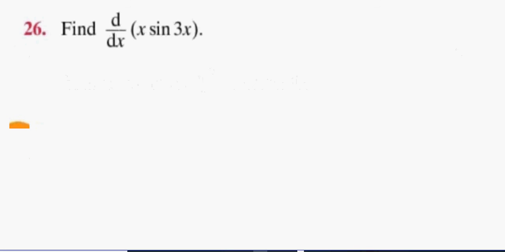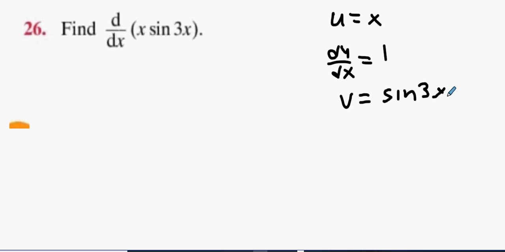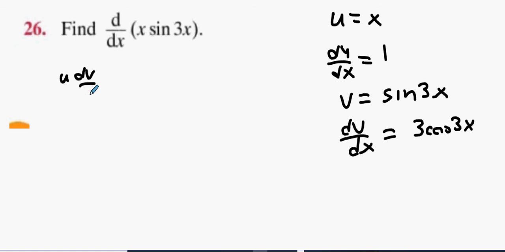Alright, Charlie, you know what you're doing? u is x, yeah? What's du dx? 1. What's v? Sine 3x. And when you differentiate sine 3x? 3 cos 3x. We're doing the product rule, so it's u dv dx plus v du dx. And so we're going to get x times 3 cos 3x.